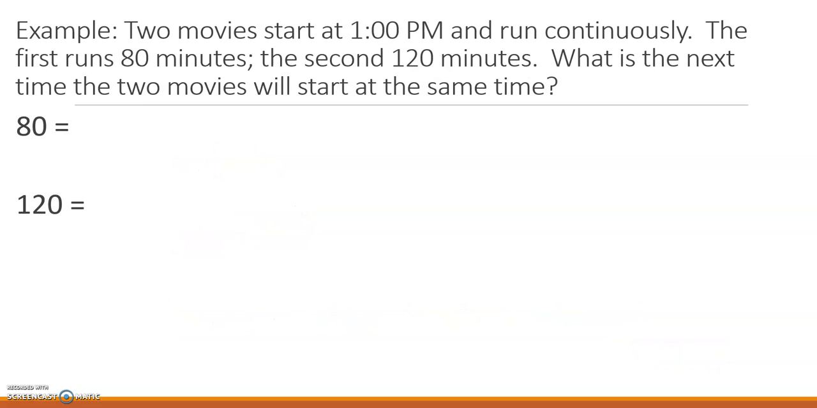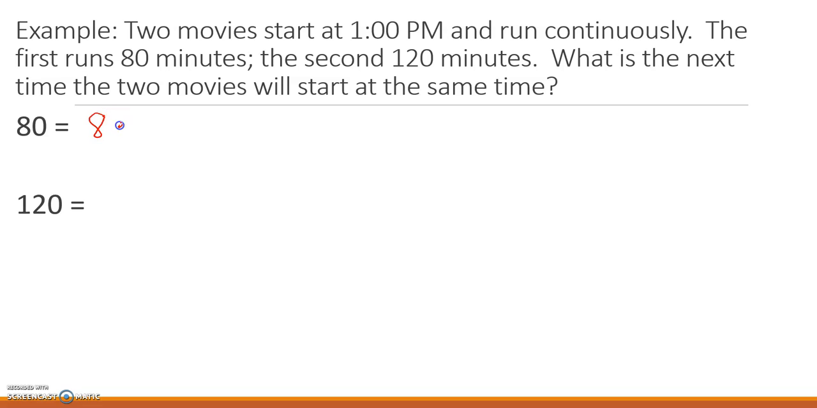Two movies start at 1 p.m. and run continuously. The first runs 80 minutes, the second 120 minutes. What is the next time the two movies will start at the same time? Let's look at our prime factorizations for 80 and 120.